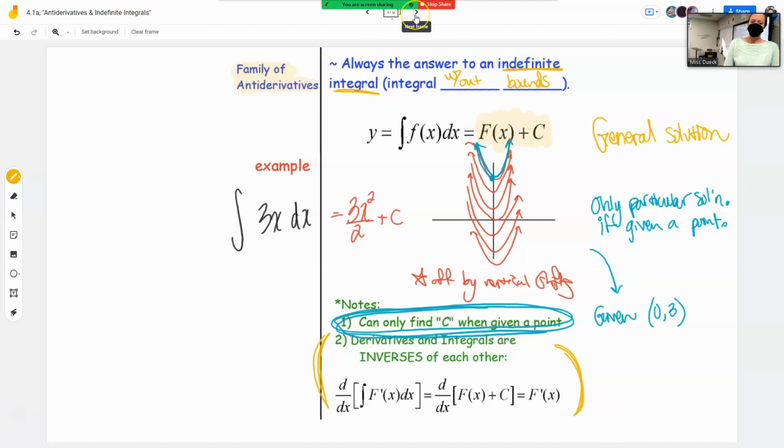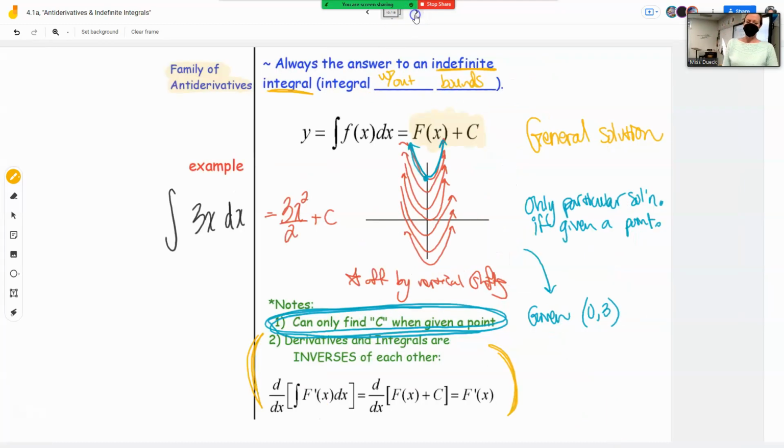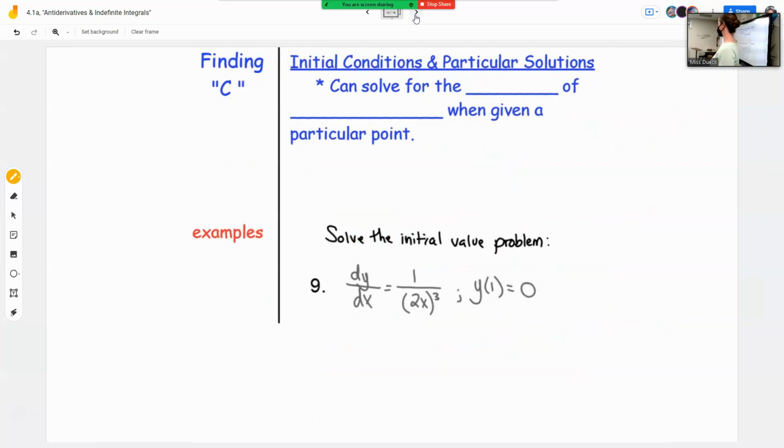But for right now, what we're leading up to is, okay, you have a family, it's general, plus C, and then all of a sudden, wait a minute, I can find plus C. I can find a particular solution if we're given an initial condition. So we can solve for that constant of integration. Remember, that's a snazzy name for C.